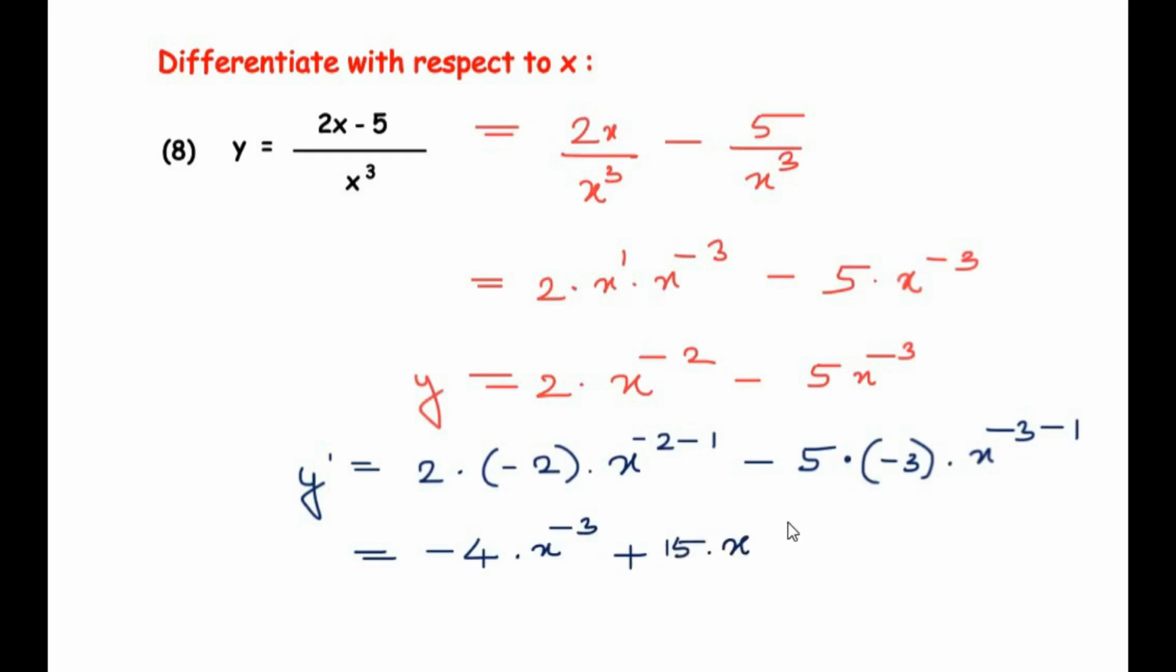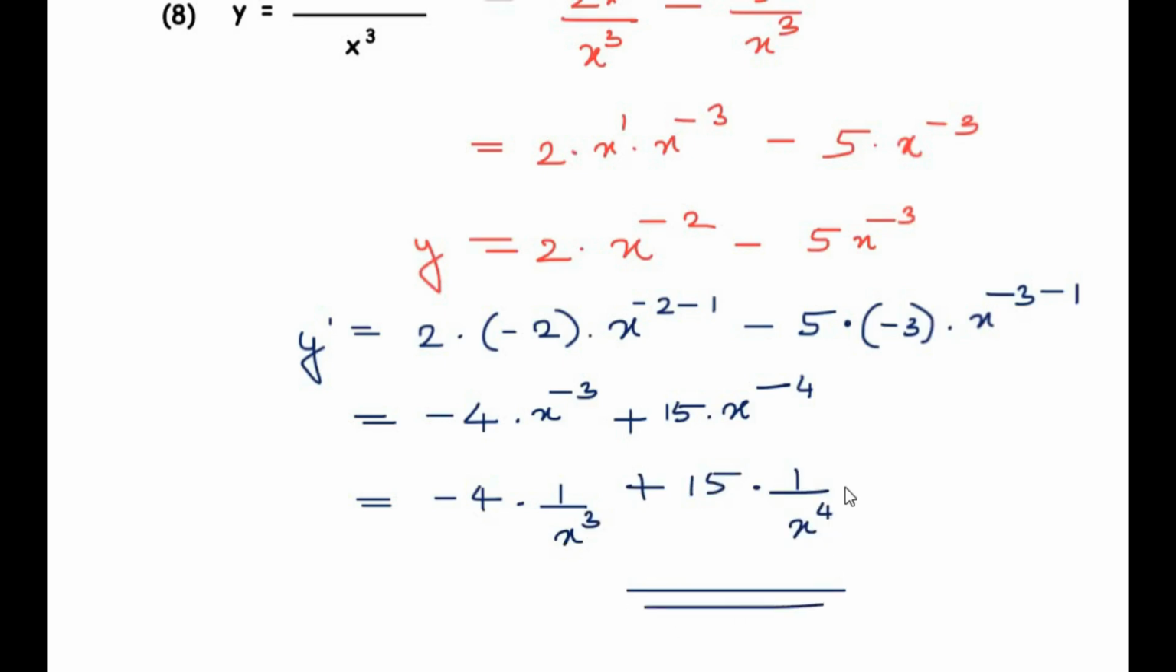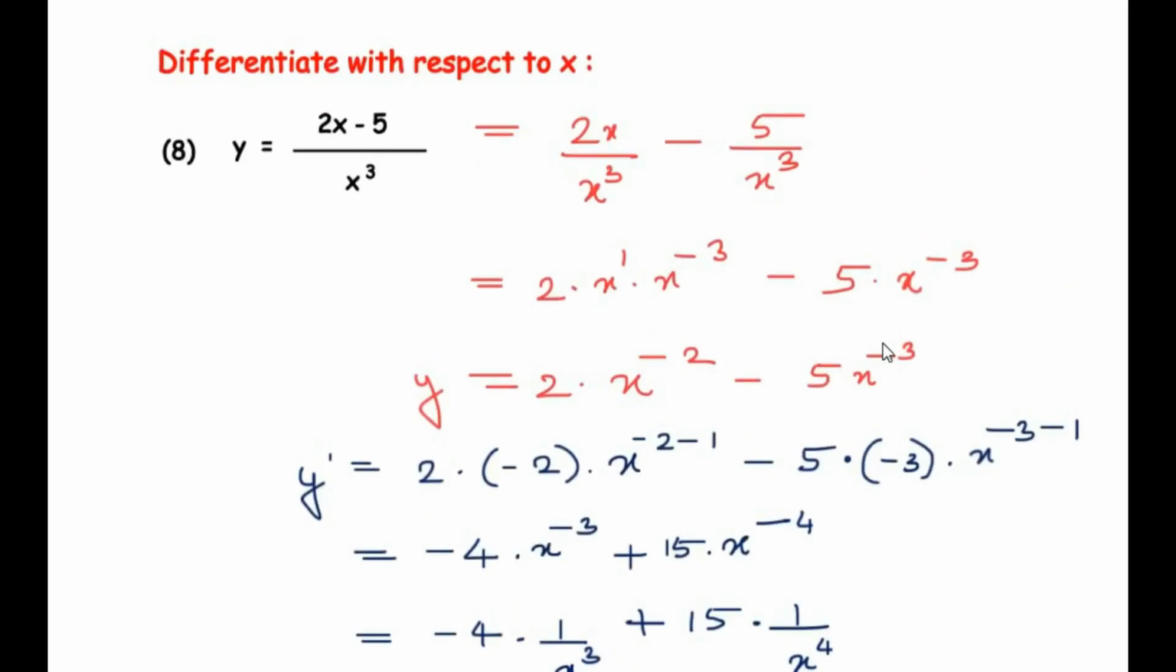Now changing the negative powers to positive powers, we are going to write it as negative 4 times 1 over x to the power of 3 plus 15 times 1 over x to the power of 4. So this is the differentiation of the given equation.